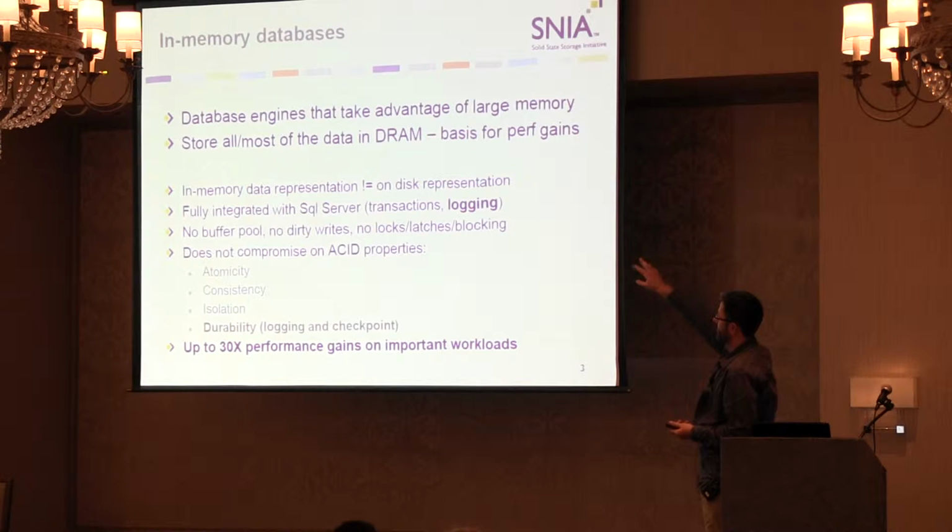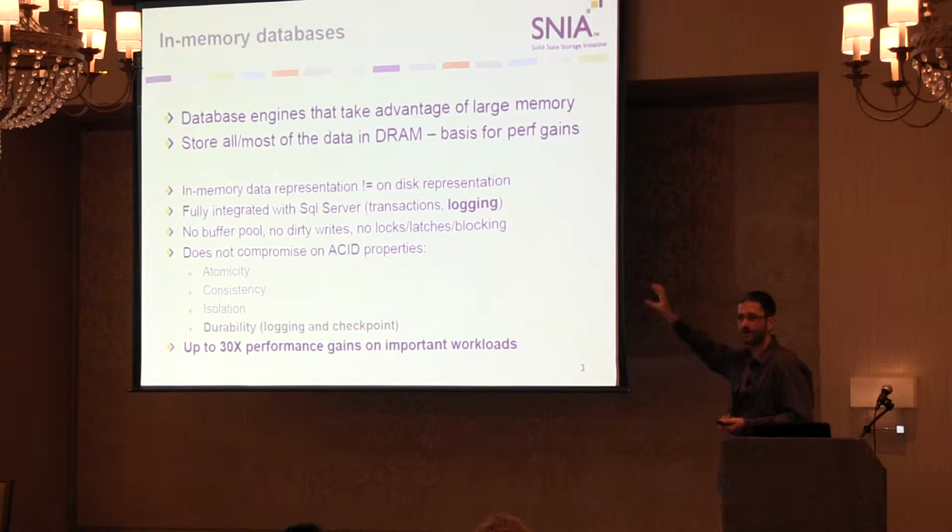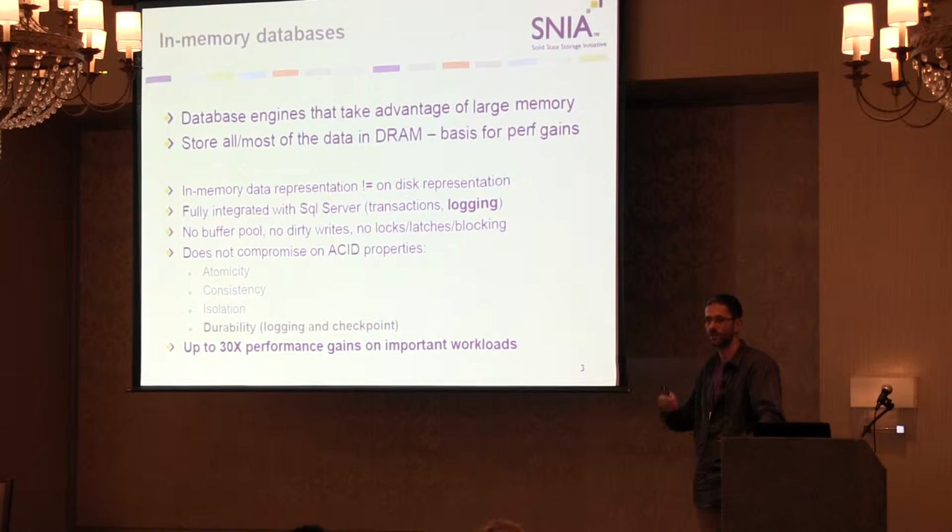The top points there: database engines, the in-memory databases, are engines that take advantage of large memory. This is clearly known. And they store almost all of their data in DRAM. So these are constants across all in-memory databases. The rest of the points are specific to Hekaton, to our in-memory database. Our in-memory representation is different from the on-disk representation. And this is the basis for a lot of the gains. We avoid a lot of levels of indirection. It's a very lean engine because we're not concerning ourselves about what the on-disk representation is going to be.